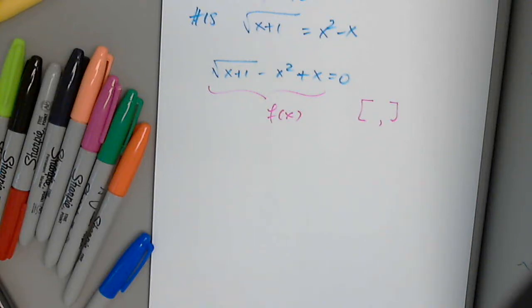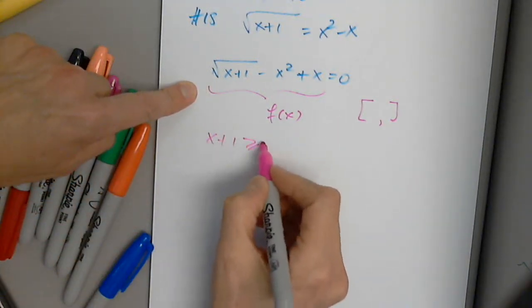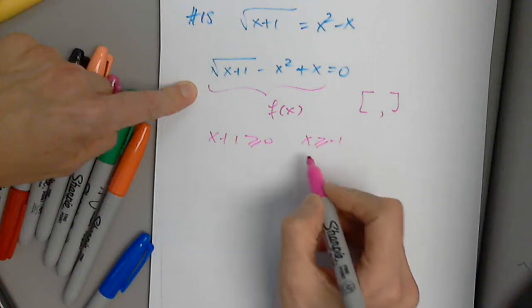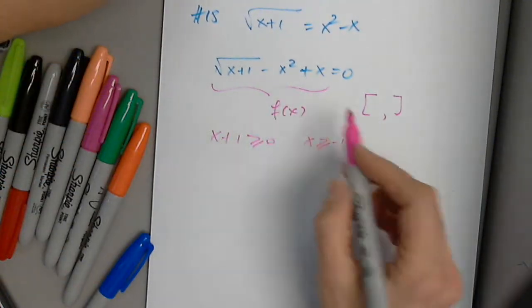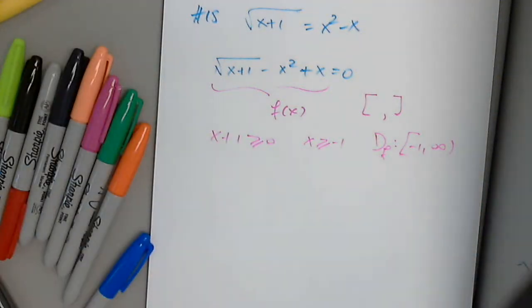Of course, I see that I cannot plug in anything to the left of -1 because x plus 1 has to be greater than 0. From the square root, I know that x plus 1 must be greater than or equal to 0, so x is greater than or equal to -1. So the domain of the function f is -1 to infinity. Don't even attempt to plug in anything to the left of -1. It's not going to work.